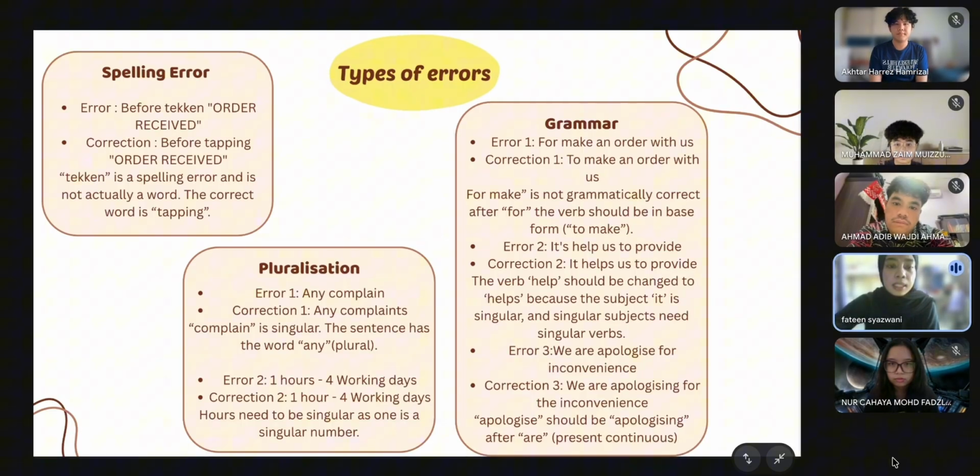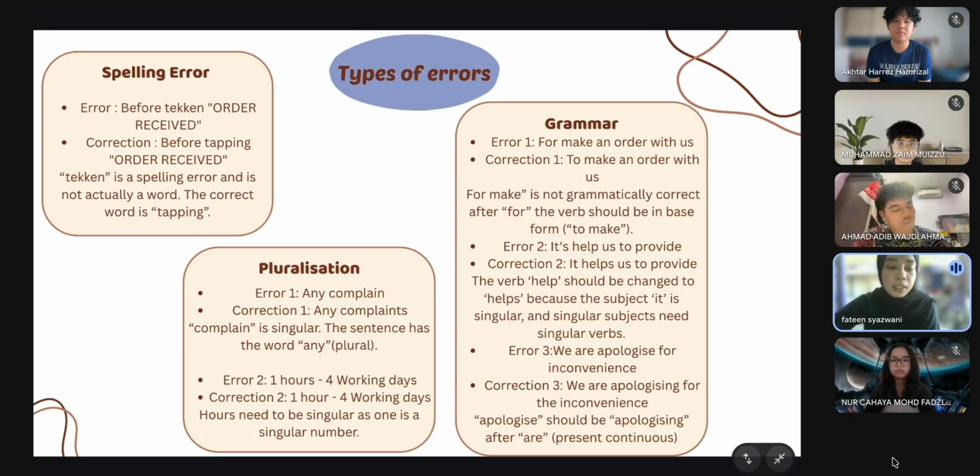And the next one is grammar. We have identified 3 errors for this type, and the first one is "formate an order with us". The correct version is "to make an order with us". This is because formate is not grammatically correct. After for, the verb should be in base form, which is to make.